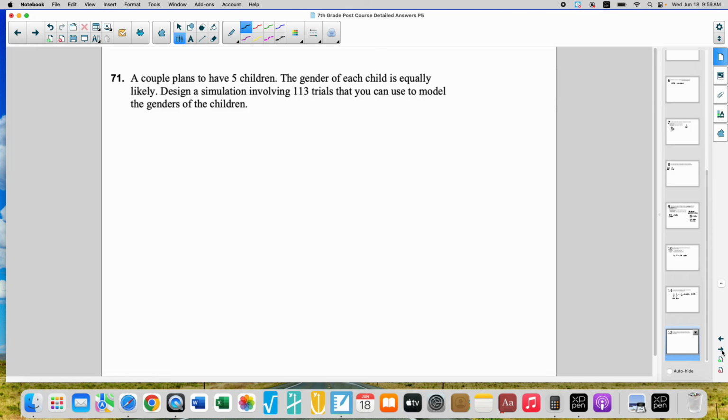A couple plans to have 5 children. The gender of each child is equally likely. Design a simulation involving 113 trials that you can use to model the gender of the children.